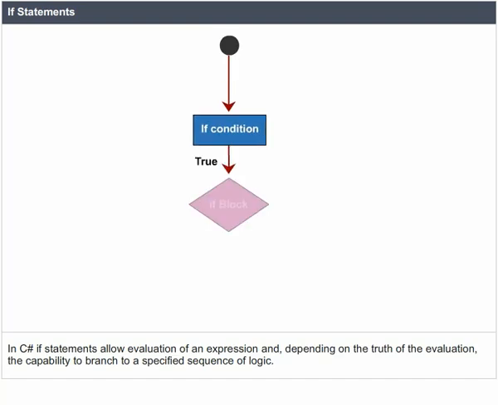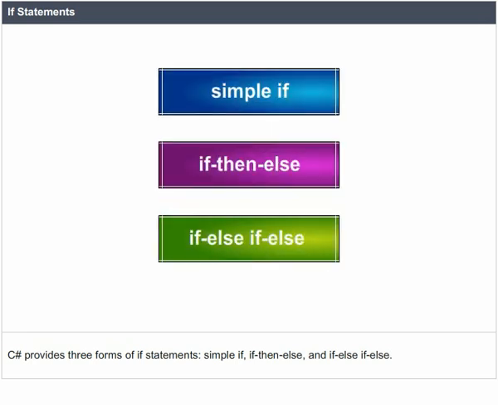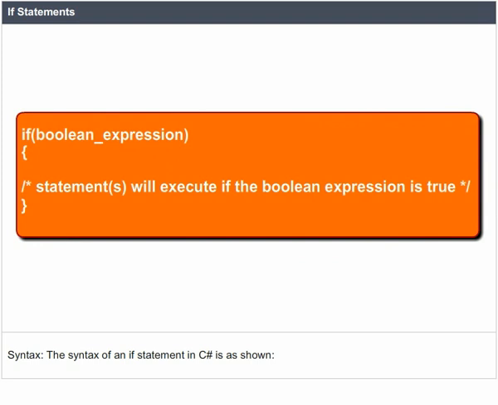If statements. In C#, if statements allow evaluation of an expression, and depending on the truth of the evaluation, they have the capability to branch to a specified sequence of logic. C# provides three forms of if statements: simple if, if-then-else, and if-else-if-else. Syntax. The syntax of an if statement in C# is as shown.